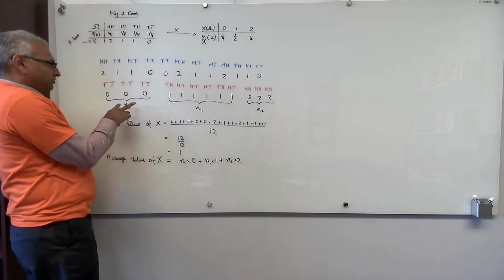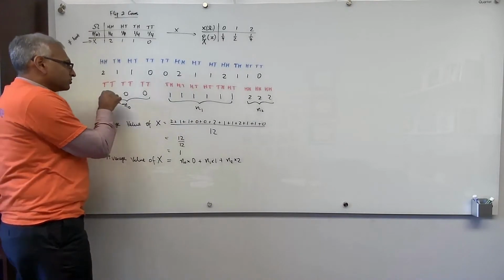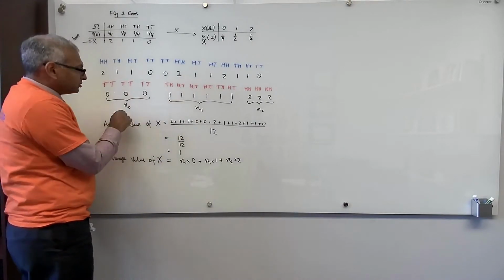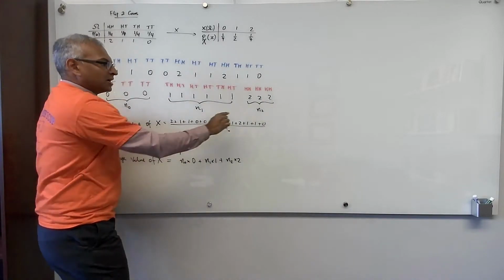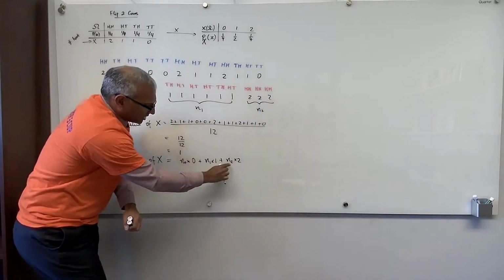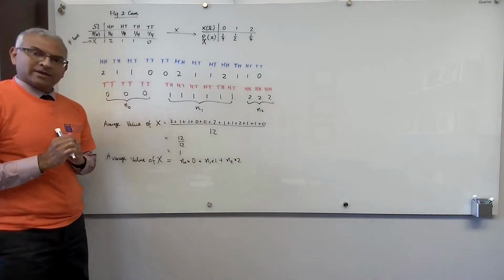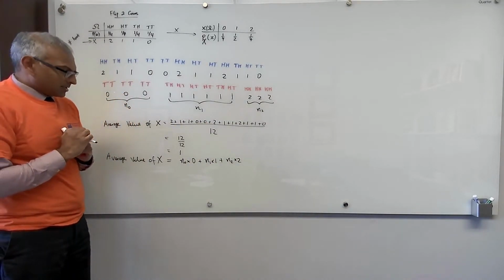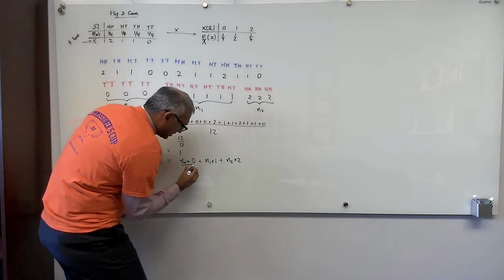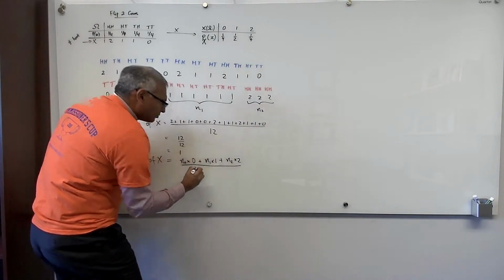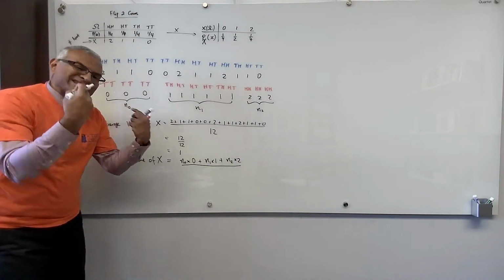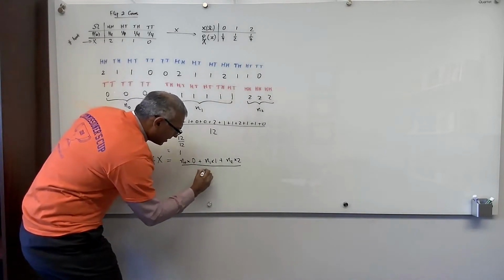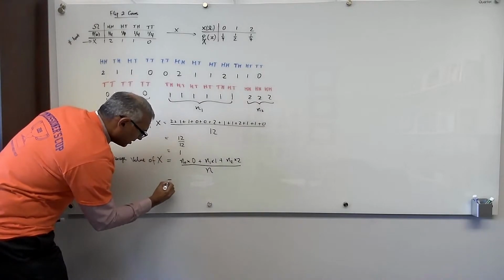Because look, this group's contribution to the sum is n0 times the value. It'll contribute that many zeros. This will contribute n1 ones, so that's n1 times 1. And this will contribute n2 twos, so that's n2 times 2. That's another way to write this sum. And I'm going to divide by 12, which is the total number of experiments. Let me call the total number of experiments n. And I'll fill in the values right now.